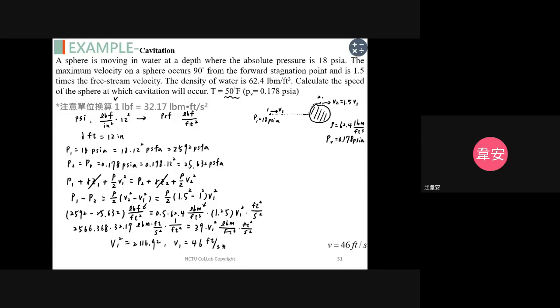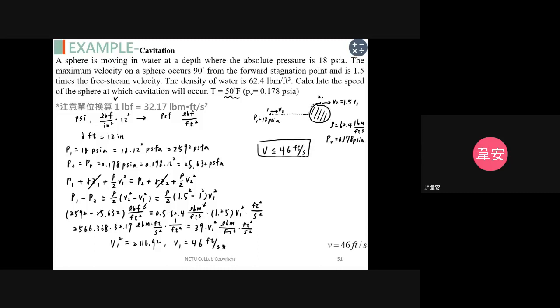If the pressure goes down to vapor pressure, we will have cavitation. So we need to avoid this cavitation phenomenon, and we try to control the velocity in here. So you will have a certain velocity in here. The v needs to be less than 46 ft per second to avoid the cavitation problems.